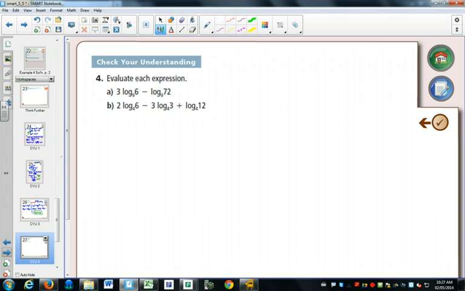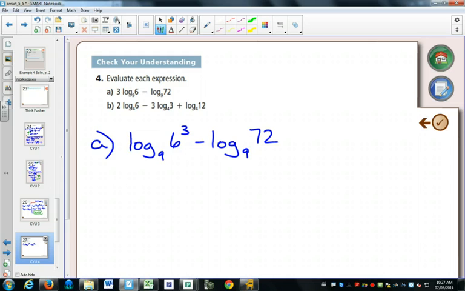So our first goal is, can we get this written as a single log? And if I'm going to write this as a single log, anytime I have a number in front, we're going to do that power rule first. So I'm going to have log base 9 of 6 cubed minus log base 9 of 72. And now I'm going to subtract. Now, if you remember that 6 cubed is 216, you can write that down.